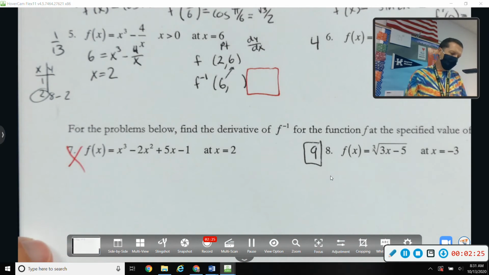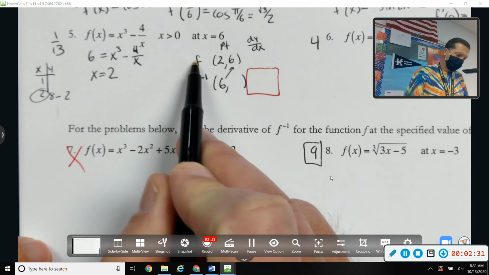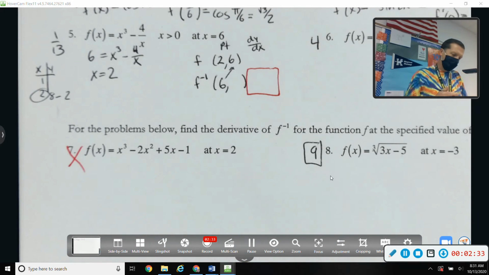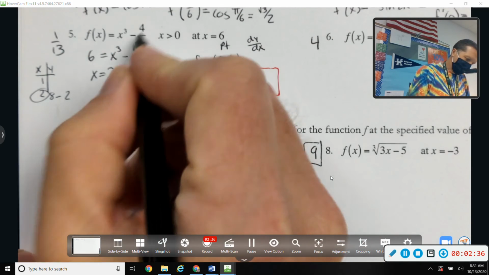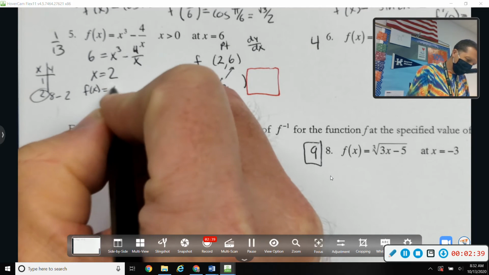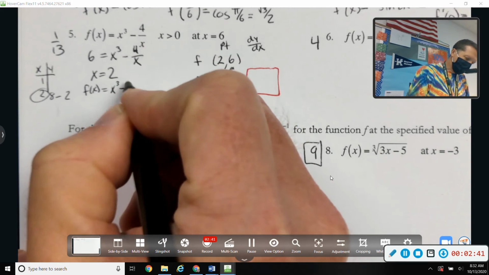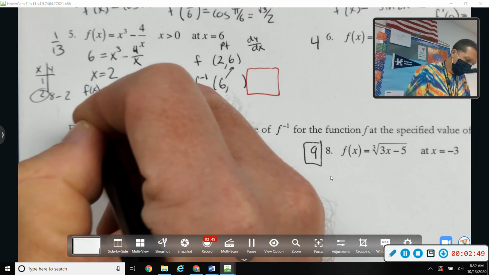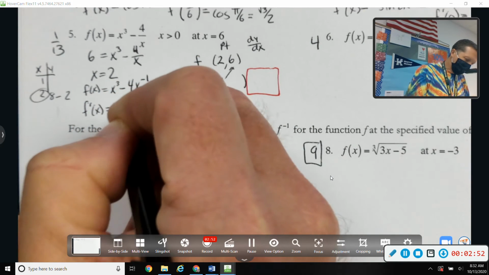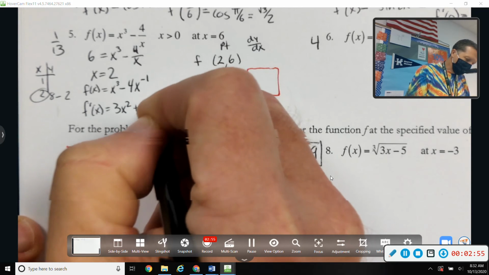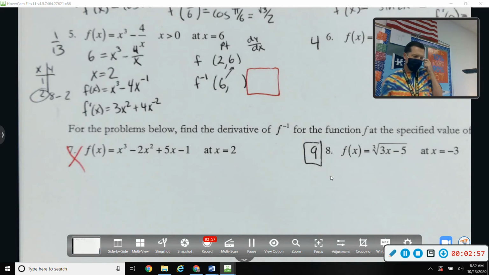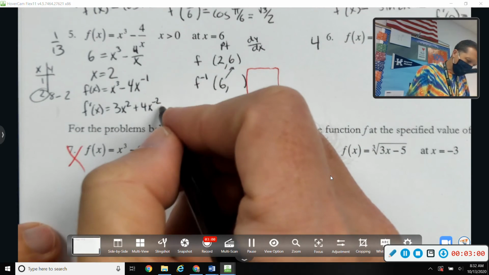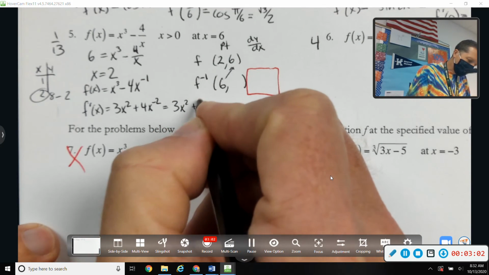All right, so x is 2 for the f function. So now I need the derivative of f at 2. I'll flip it over, and that'll be my answer. I don't like x in the denominator, so I'm going to change that to x to the negative 1 so I don't mess up taking its derivative. So f prime is 3x squared plus 4x to the negative 2. If I want to rewrite that, that'd be 3x squared plus 4 over x squared.